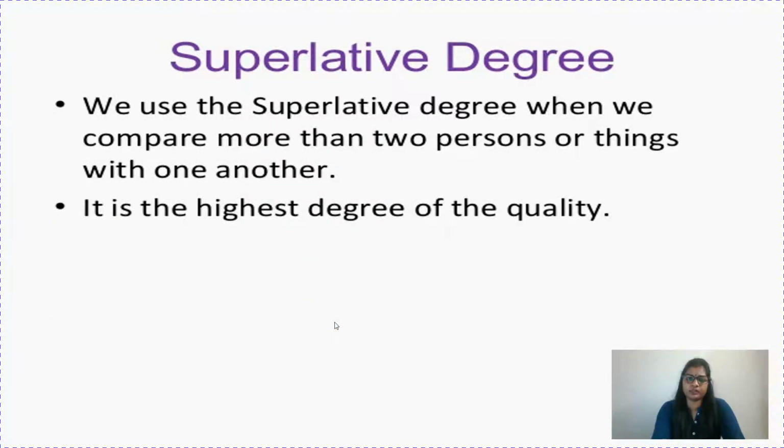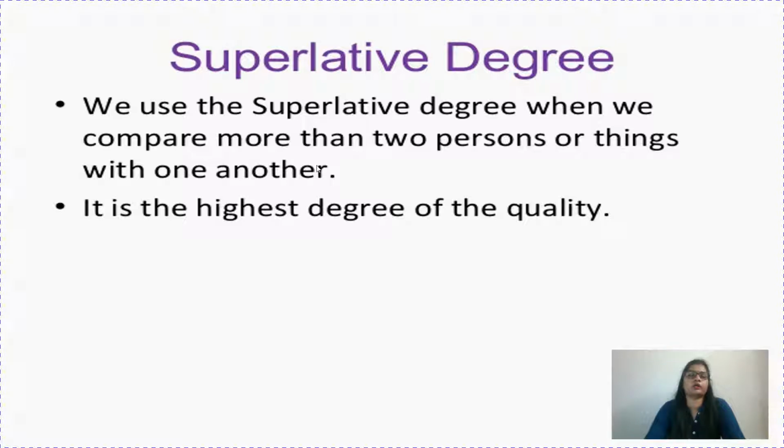Fine. And the third one is superlative degree. We use the superlative degree when we compare more than 2 people or persons with another. When the third thing will come or more than. Okay, it is not like only in 3 things you can compare, children. It can be more than 3.